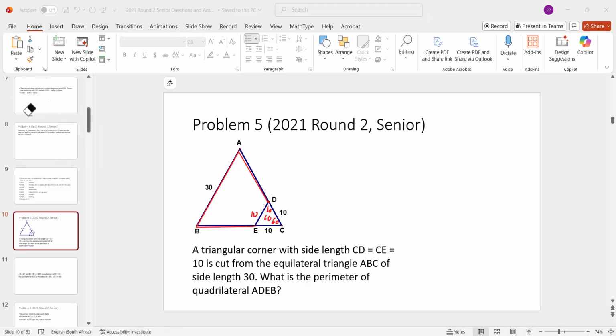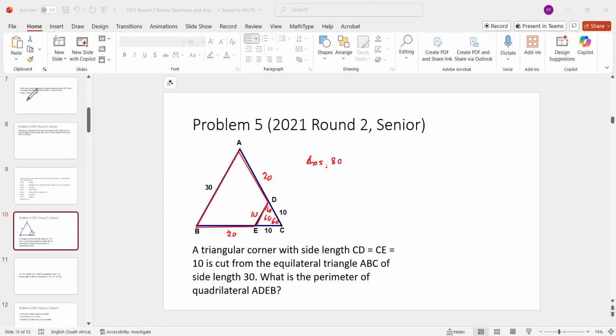And this is quite straightforward because this is 10, so this has to be 20. It's an original equilateral triangle. So this will be 20. Likewise, this is 20. So if you add up everything, 30 plus 50, 60, 80. And they don't say whether it's centimeters or anything. So you just say 80.